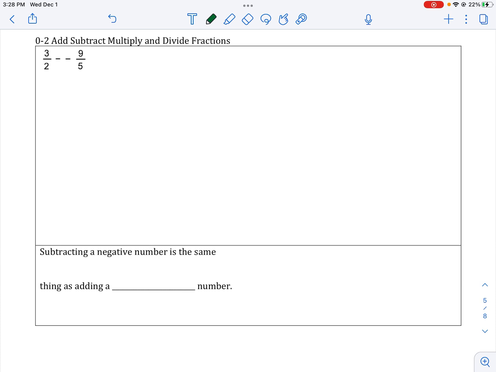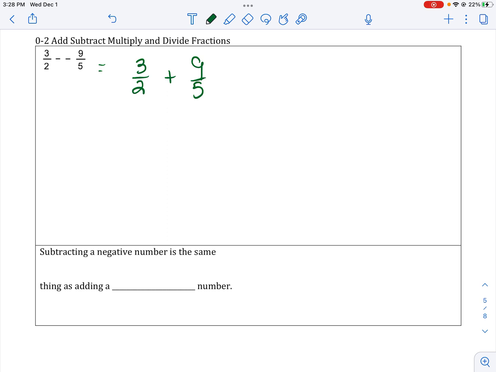Here we are going to review adding, subtracting, multiplying, and dividing fractions. So this first one says 3/2 minus a negative 9/5. Now every time we see minus a negative, that actually means plus a positive.